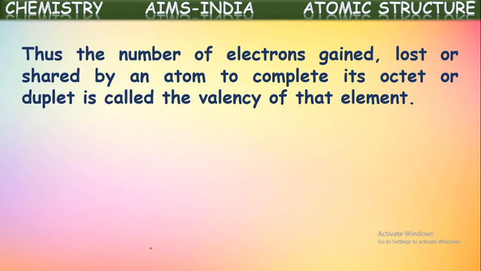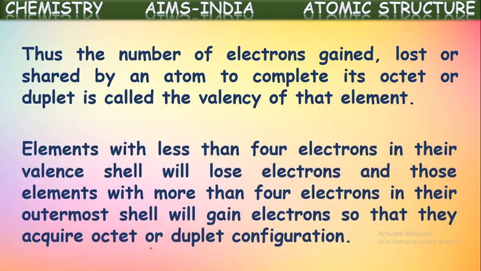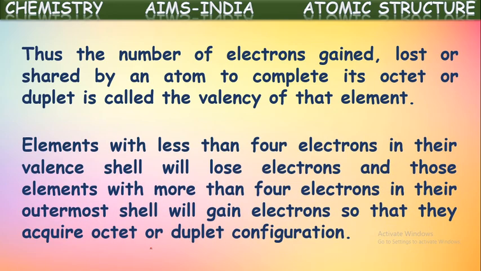Next, elements with less than 4 electrons in their valence shell. Here we may get a doubt. We are saying some elements lose electrons, some elements gain electrons, and some share electrons. Which elements will lose electrons? Which elements may gain electrons? And which will share electrons? For that it is also given.